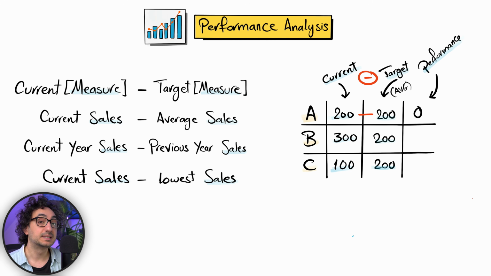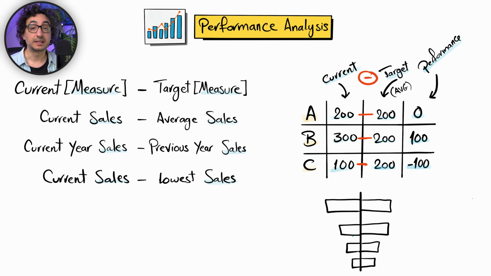So this product is performing at the average. Now for the next one we have 300 and the target is 200, so the difference between them is 100. That means this category is performing very well, so this is a good performer. Now for the last one we will get minus 100, so that means it is below the average, so it is not performing very well.